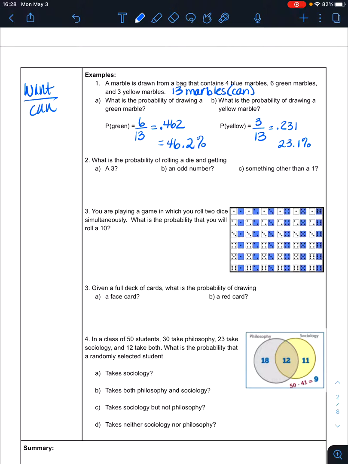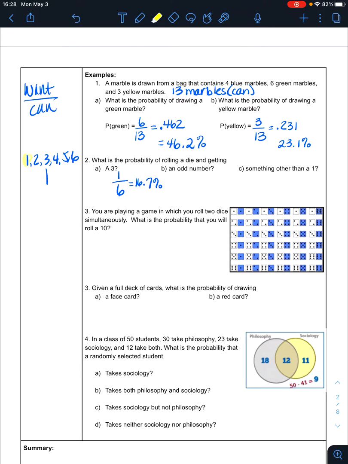So what's the probability of rolling a die and getting a 3? Well, remember, we can roll a 1, a 2, a 3, a 4, a 5, or a 6. So what's the probability of getting a 3? Well, there is 1 three, and there are 6 possibilities. So that's 1/6, which in percent would be 16.7%.